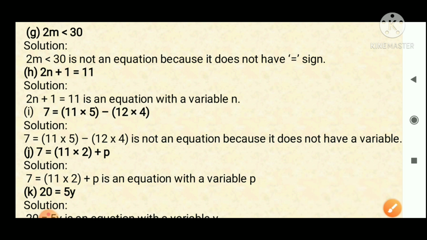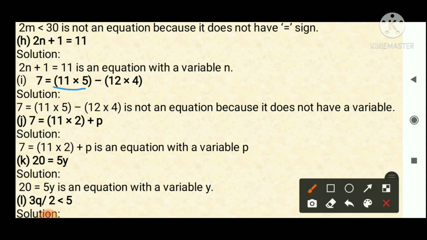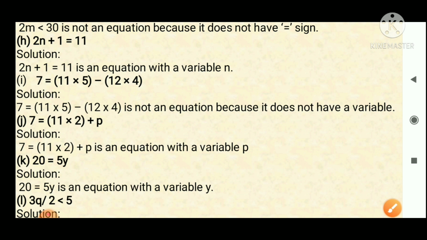Next, 7 is equal to, in first bracket, 11 multiplied by 5 minus, in second bracket, 12 multiplied by 4. Now if you observe this, you will come to know that in that expression an equal sign is used, but there is no variable. So 7 is equal to 11 multiplied by 5 minus 12 multiplied by 4 is not an equation with a variable because it does not have a variable.